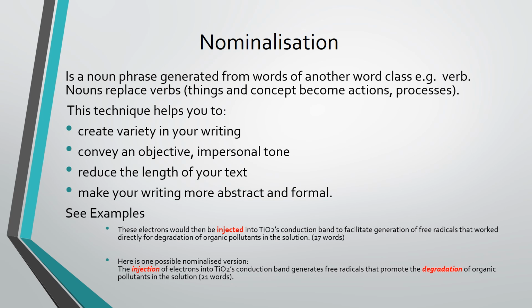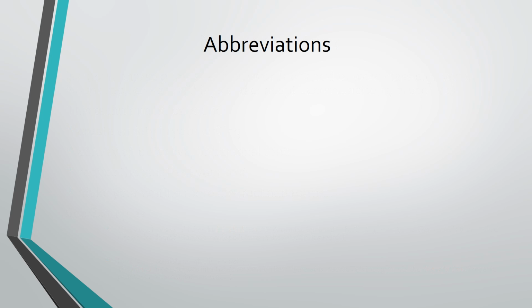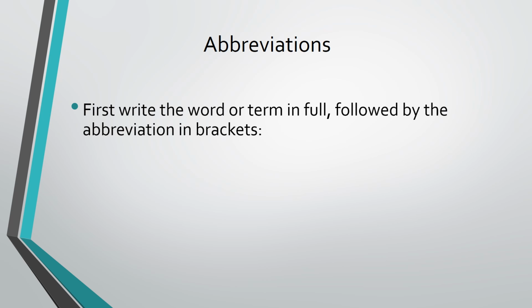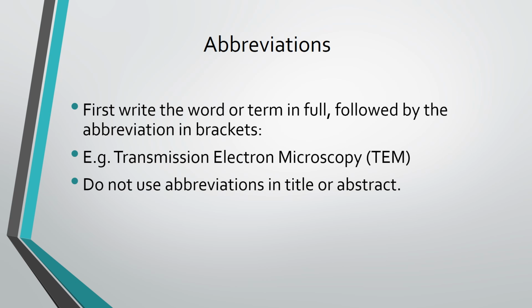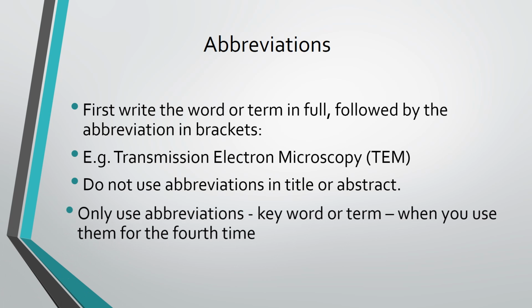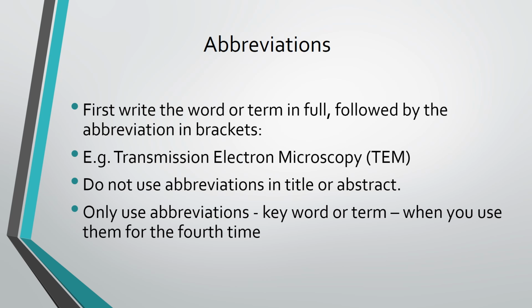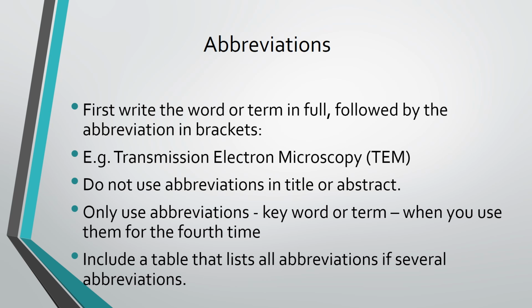You may often want to use abbreviations in your writing. When using abbreviations, you should first write the word or term in full, followed by the abbreviation in brackets. Note, you should not use abbreviations in the title of the report or in the abstract. Only use abbreviations when you use a keyword or term at least 3 times. If you have used several abbreviations, you should include a table that lists them all.